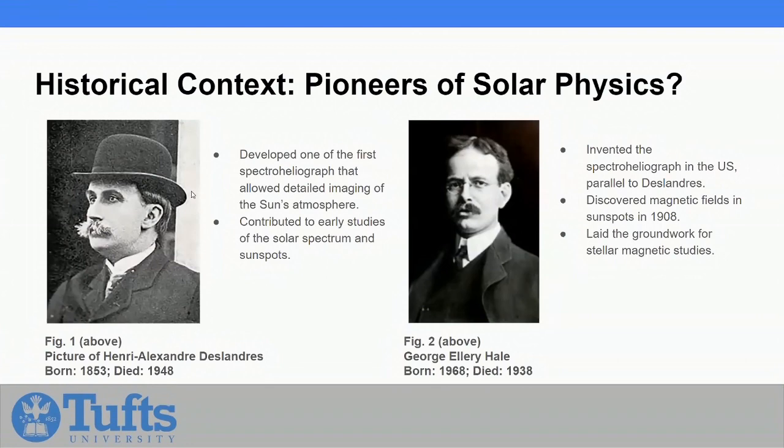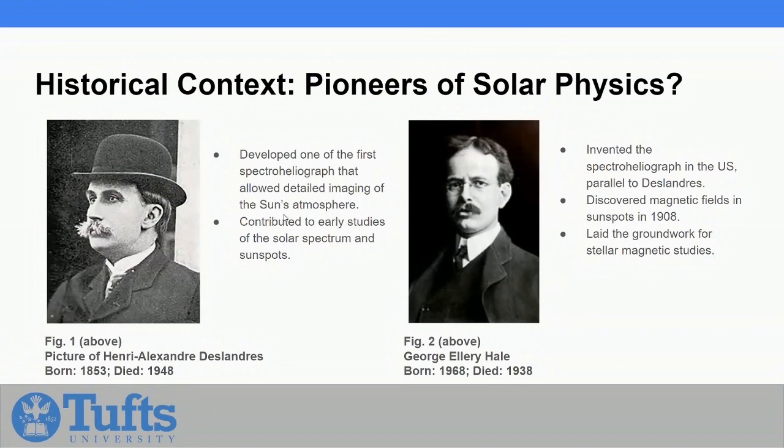Henri Alexandre Deslandres, working in France, developed the spectroheliograph around the same time as Hale. This instrument allowed astronomers to take detailed images of the Sun in narrow bands of light, helping them study the Sun's atmosphere and its features like sunspots.